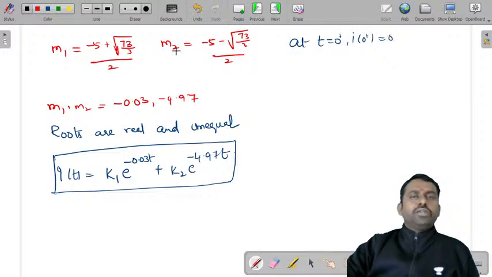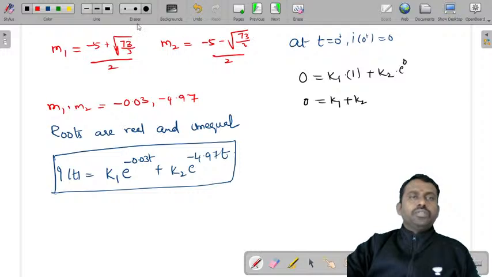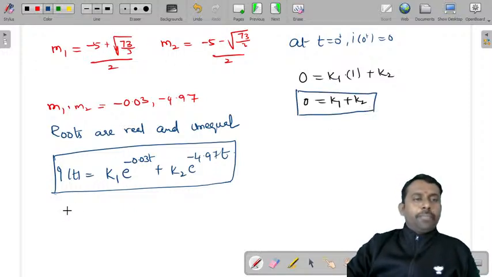Once you substitute that, what you'll get? i is equal to 0, k1 into e power minus 0.03t, which is 1, plus k2 into e power minus 4.97t, which is again 1. So that will be 0 is equal to k1 plus k2. So this is one condition. Then you need to differentiate this term.